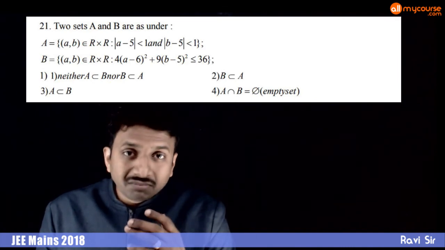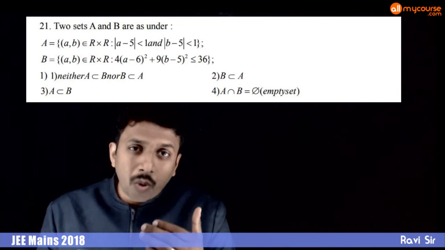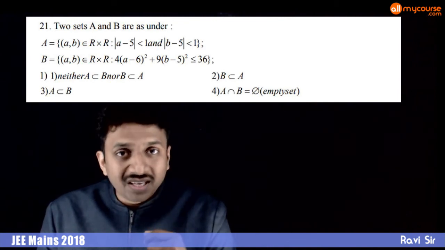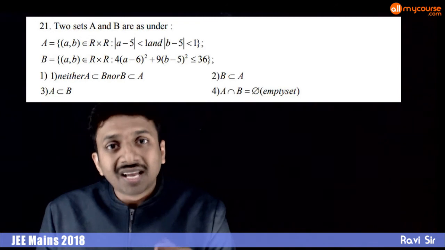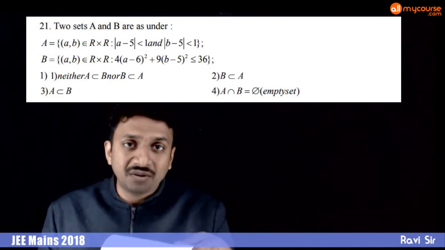You try to see what set A is and set B is. Once you simplify sets A and B, you see that set A is strictly contained within set B. So A is a subset of B is the right answer to this question. 22.